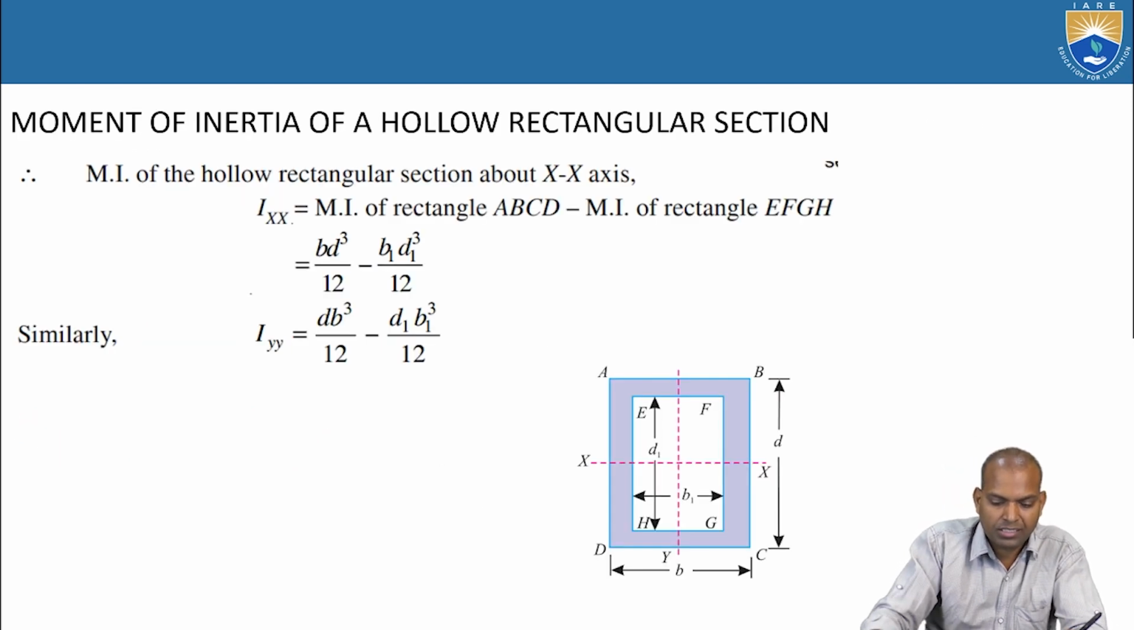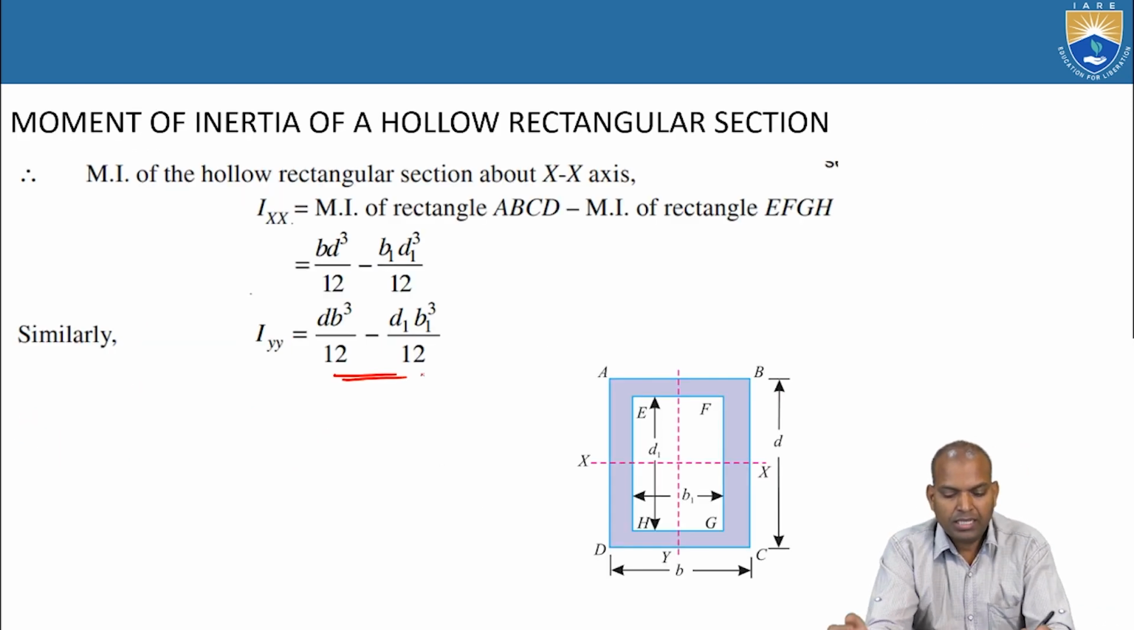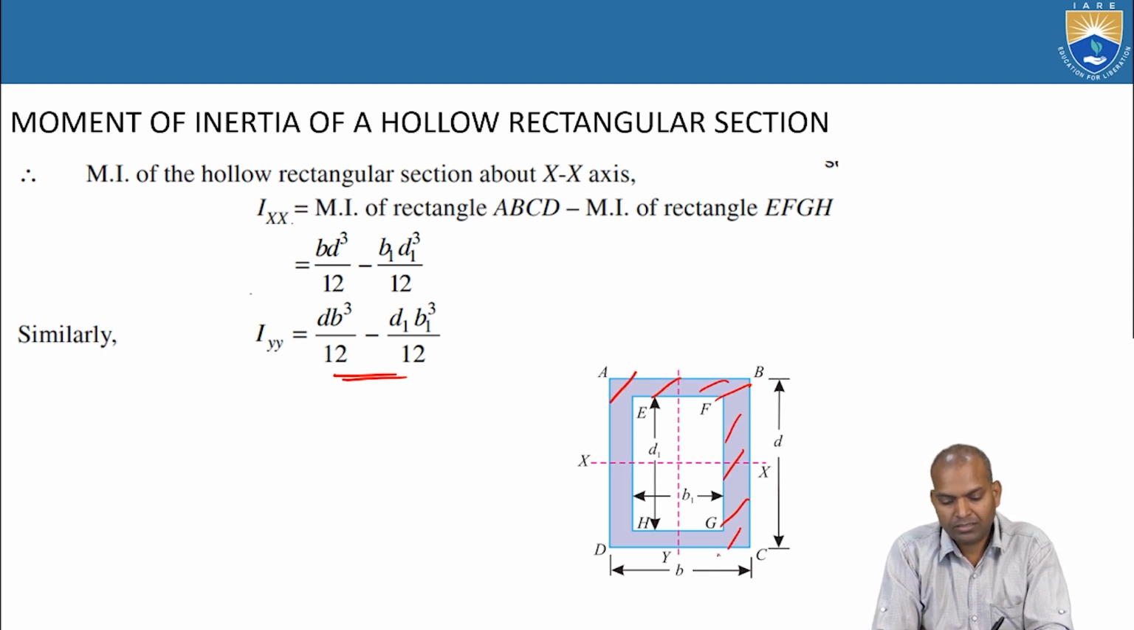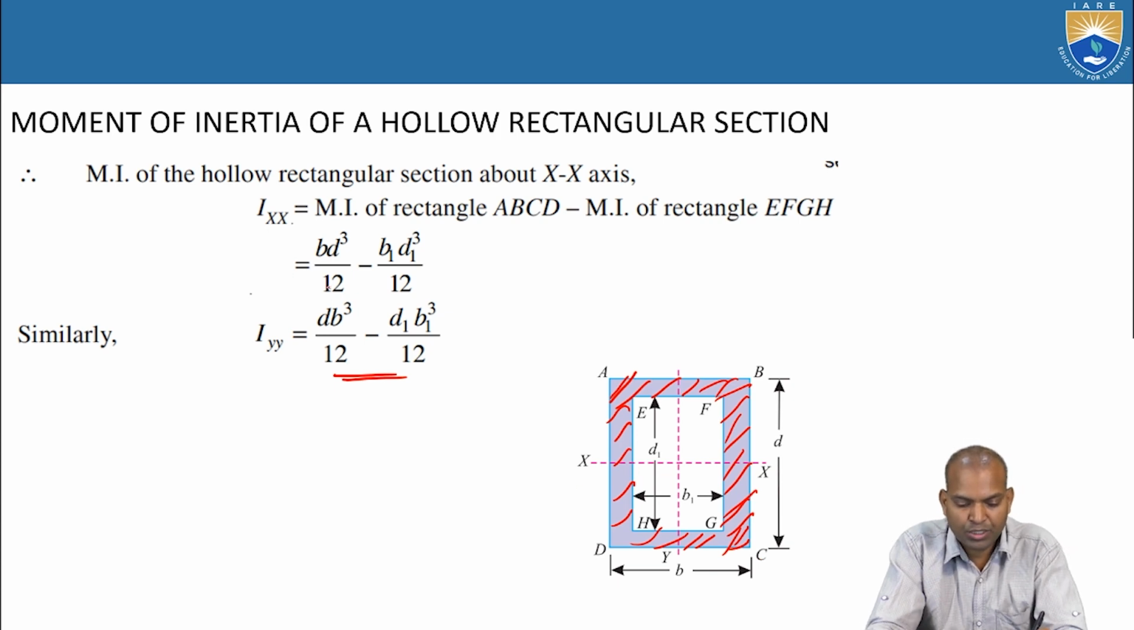Let us see here. If you substitute it, then we get the solid one. Then we get it, that is B D cubed by 12 minus B1 D1 cubed by 12.